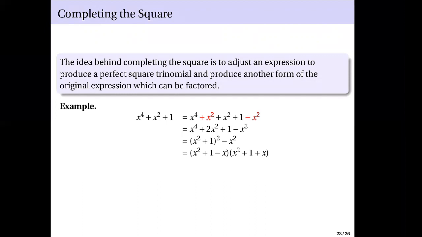Okay? And then let's just rewrite each of these expressions in standard form. So you write it as x squared minus x plus 1, x squared plus x plus 1. But if you write your final answer like this, it's totally fine with me. So, completing the square.